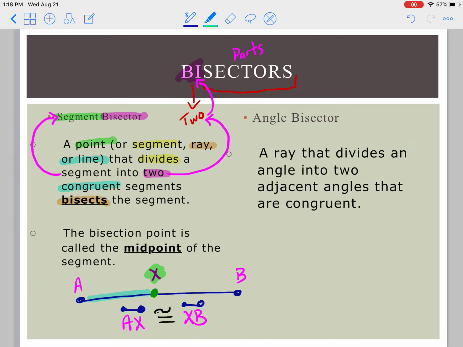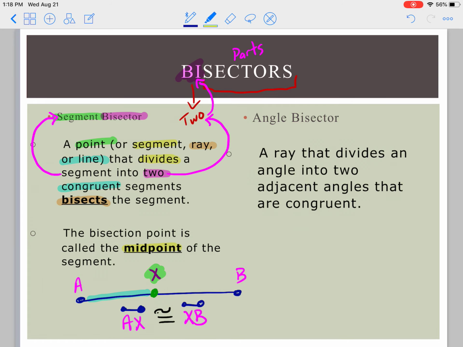Furthering that, the point of bisection we actually call the midpoint. Now that makes sense. It's in the middle. X is in the middle of A and B. We call it the midpoint. X is a midpoint.